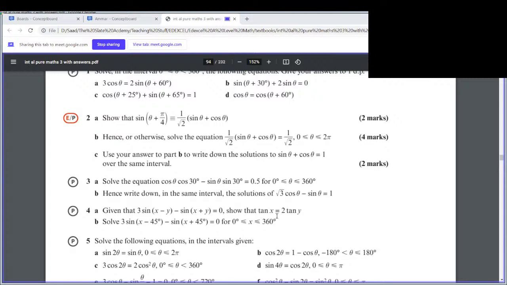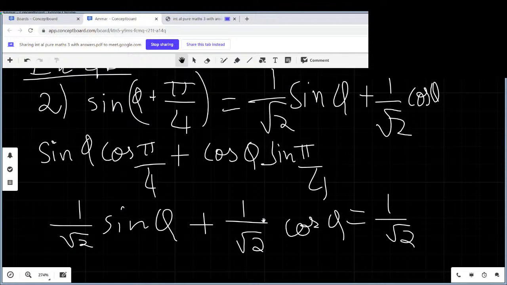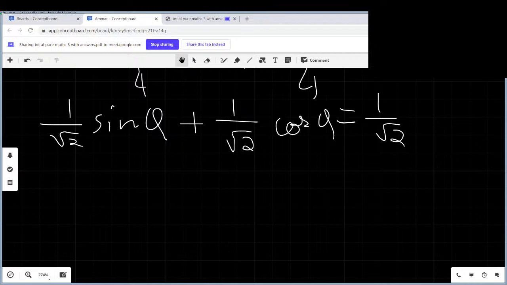So, what do I do? What is the constant? What can I do? Do I use addition formula? Yes.